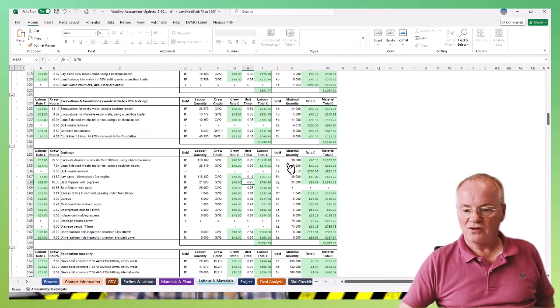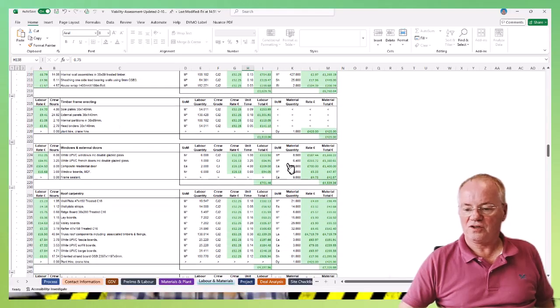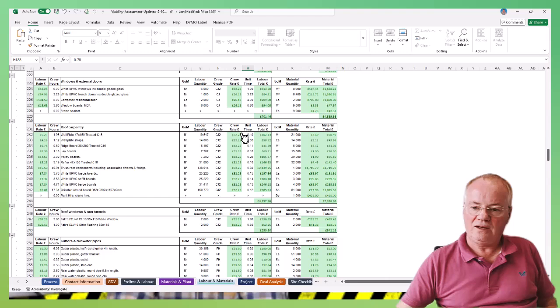All of these figures in green provide the cost for this particular house, and in this situation this house is about 138 square meters. None of these figures actually get altered. Where the magic happens is in these 2 tabs here.